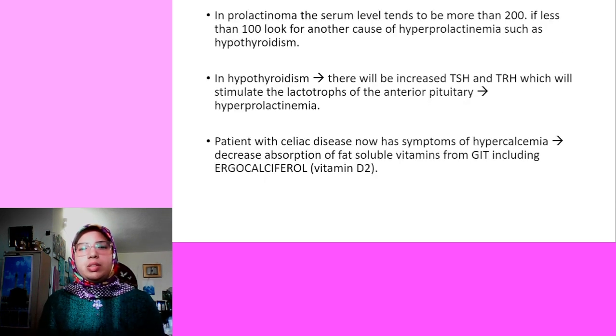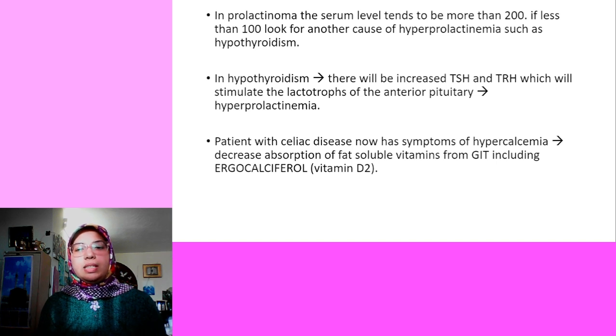Next is a prolactinoma. The serum level tends to be more than 200. If it's less than 100, look for another cause of hyperprolactinemia, such as hypothyroidism. What is going on here? Hypothyroidism would mean that there is no thyroid hormone being secreted, so the TSH is going to be elevated, and TRH, and those two have functions on the lactotropes, namely the TRH, and those are going to cause hyperprolactinemia. But if the prolactin is less than 200, like we said, then it's probably the secondary cause. Prolactinoma tends to have levels above 200.